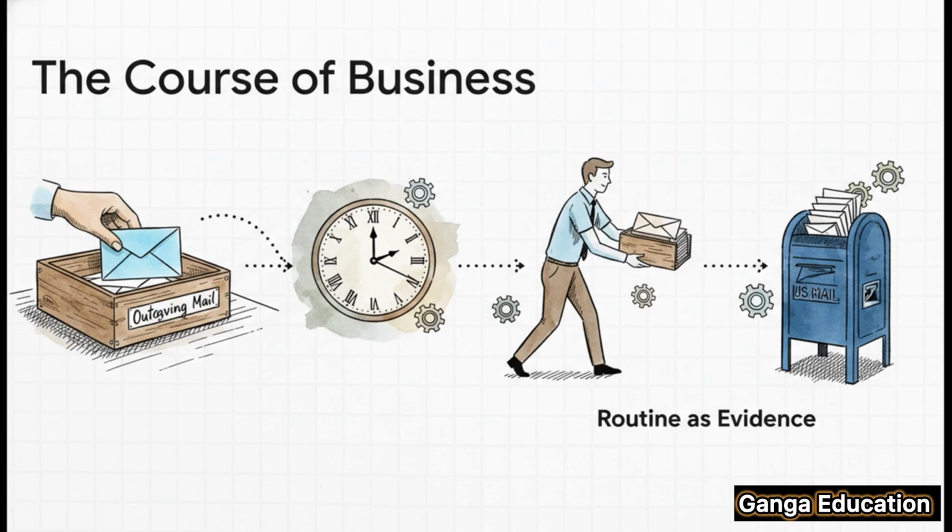So if a company has a standard procedure, like all outgoing mail goes into this specific tray, and it's a clerk's job to post those letters every single day at 5 p.m., then all you need to prove is that your letter was put in that tray. The law then presumes the system worked and the letter was posted. The routine itself, that becomes the evidence.